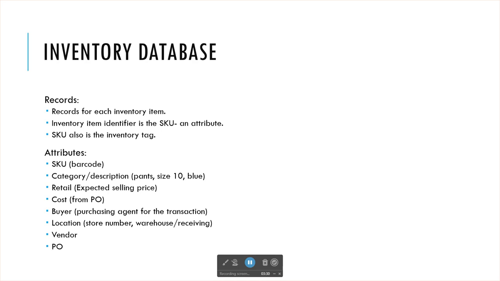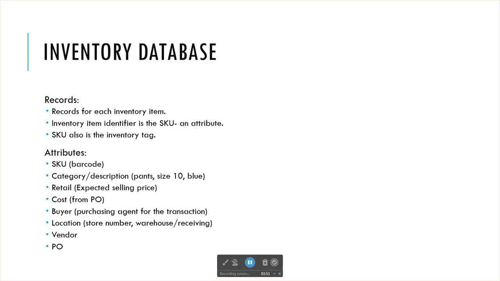Then also there's cost. Of course, cost does not show up on any sort of inventory tag that a buyer might see. This is the cost from the purchase order. There are also different ways of handling the freight charges and any additional costs that could be attributed to that particular inventory item. But cost is in there.